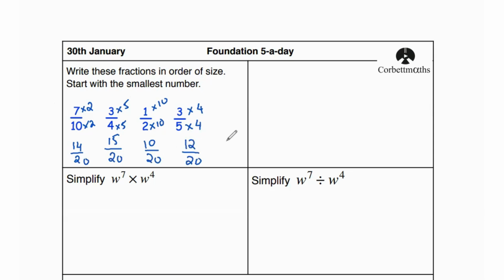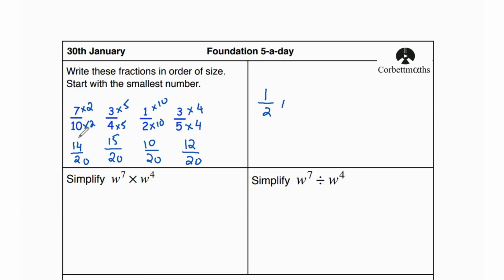As you can see, all of these fractions have the same denominator now, which makes it easier for us to compare which one is the smallest and which one is the largest. So as you can see, smallest is 10 over 20, which is 1 over 2. You write the original fraction in your answer, not the converted one.